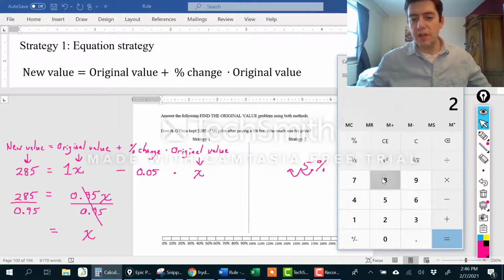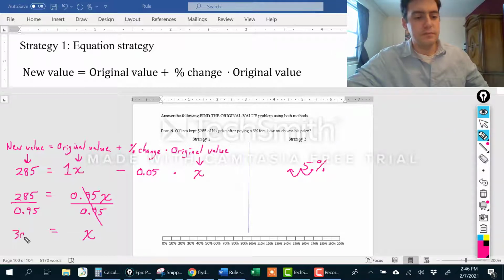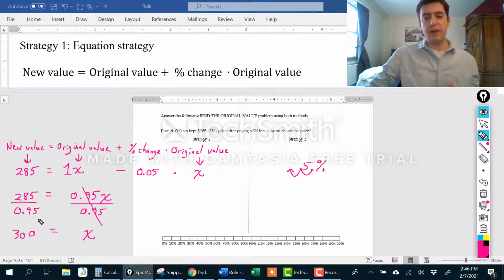So 285 divided by 0.95 equals exactly 300. Okay, the order that you divide in does matter. So if you tried to do 0.95 divided by 285, you would get a different answer. It wouldn't work. You have to do this divided by this. Okay, so we got 300.